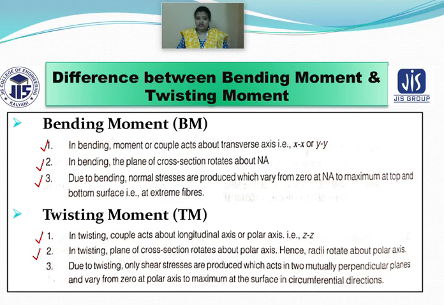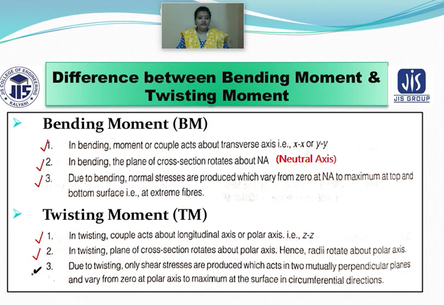But if I talk about the bending moment, then in case of bending, the plane of the cross section always rotates about the neutral axis, which is always denoted by NA. Maybe some people are getting confused, let me write it: NA is none other than the neutral axis.